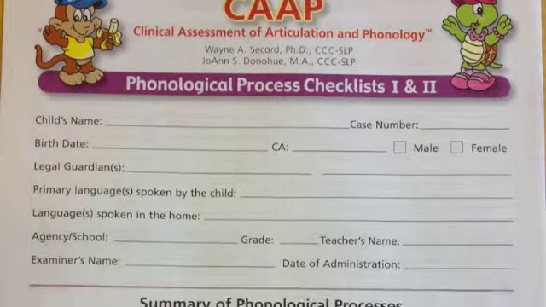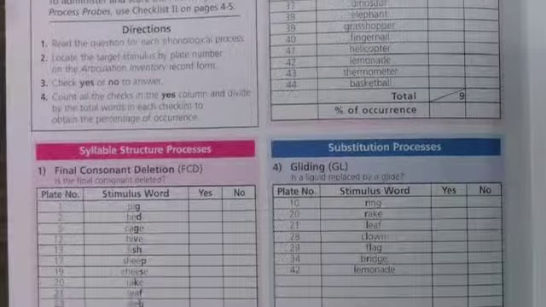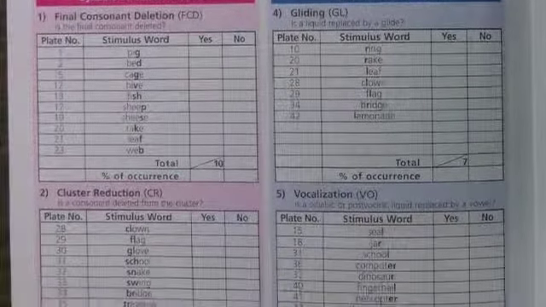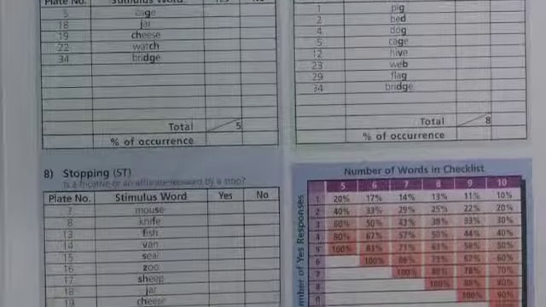The directions for the administration of the phonological checklist say that the clinician reads the question for each phonological process. Then the clinician should locate the target stimulus by plate number on the articulation inventory form, check yes or no to each answer, and then count all the checks in the yes column and divide by the total words to obtain the percentage of occurrence.